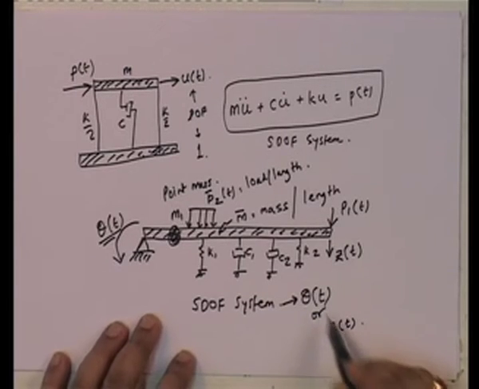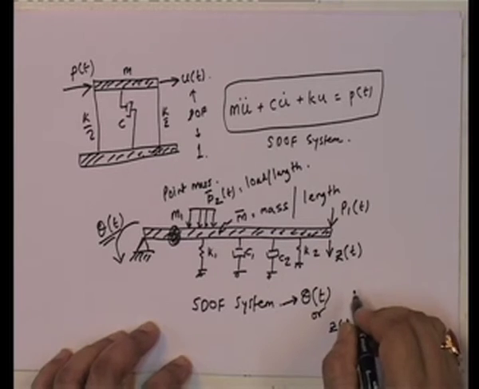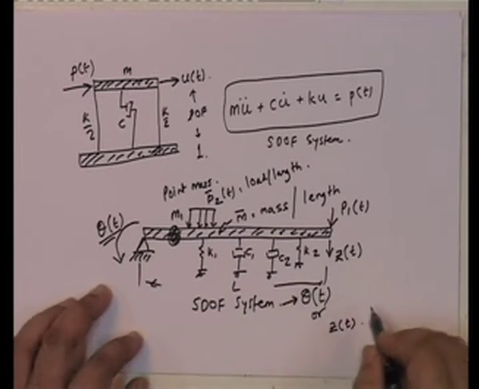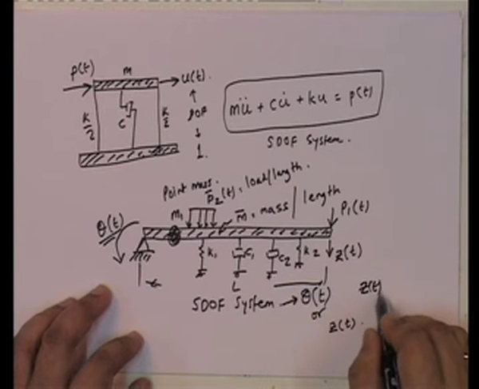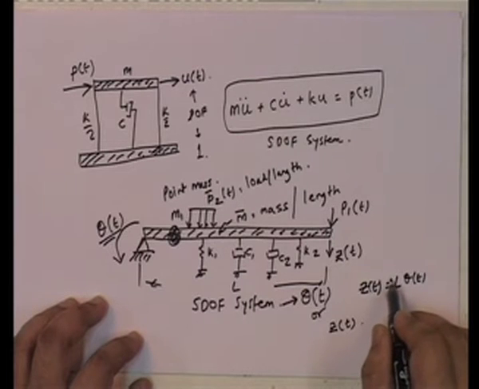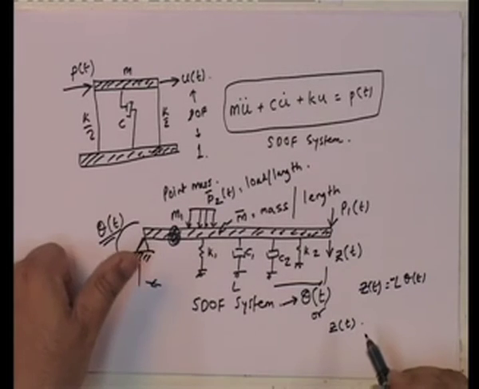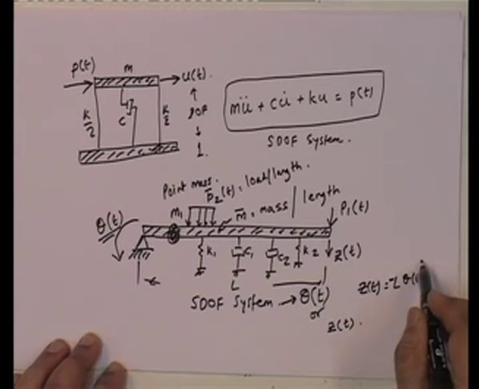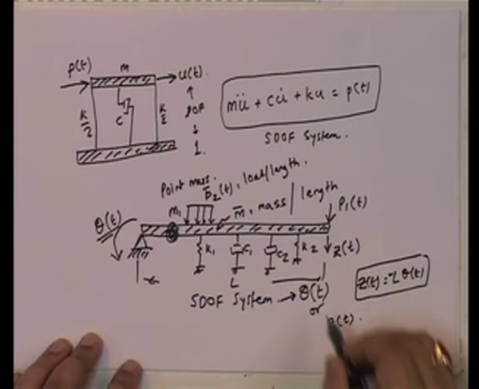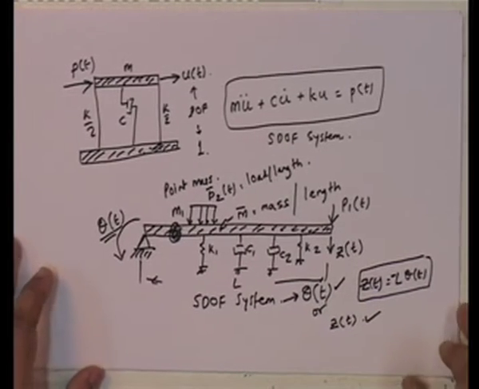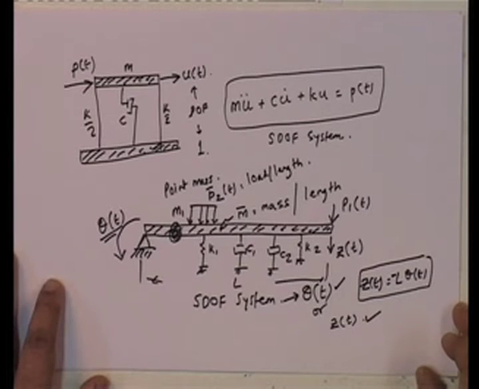Note that they are not independent degrees of freedom, because if I call this length L, then we know that Z of t is equal to L theta t automatically, well, minus L theta t, because if theta t is positive in this direction, it will go up in that direction. So, they are related to each other. However, I can choose this or this, and it does not matter which one I choose. I can choose either one of them. Okay.